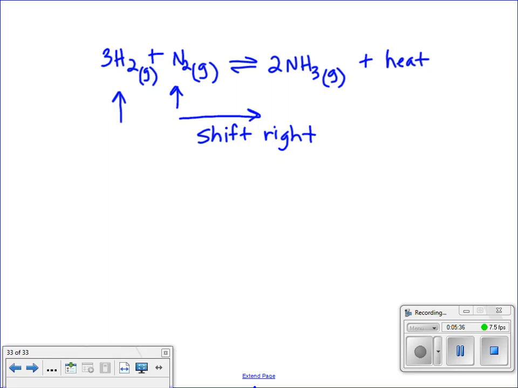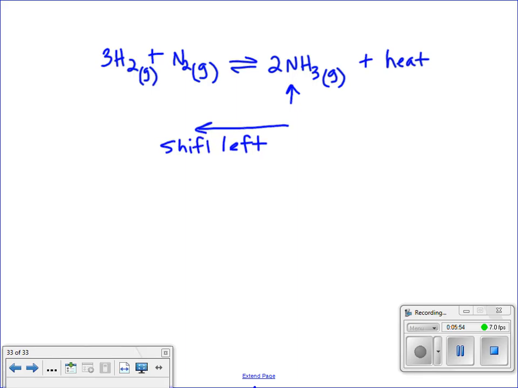Now, the opposite happens if I increase the concentration of a product. So let's say I increase the concentration of ammonia, equilibrium is going to shift to the left in order to counteract that increase in ammonia. So that ammonia will then decompose into nitrogen and hydrogen, and equilibrium will be reestablished. All right, so that is concentration.